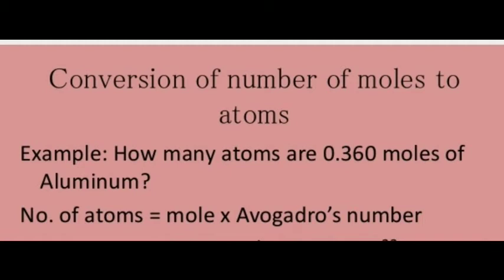See here I have given you one example. The number of moles of aluminium is 0.360 and we have to calculate the number of atoms. So what are we going to do? Simply, with Avogadro's number 6.022 into 10 power 23, we multiply 0.360 and we will get the number of atoms present in aluminum.